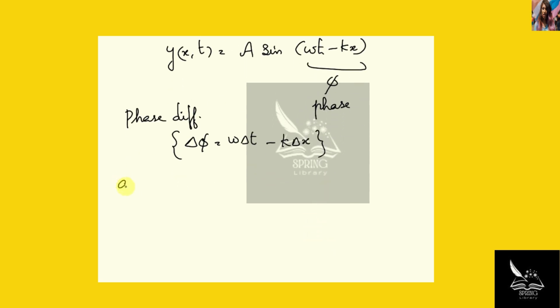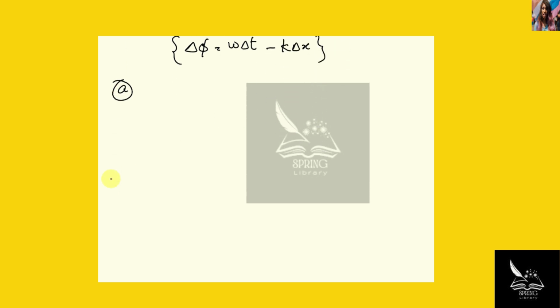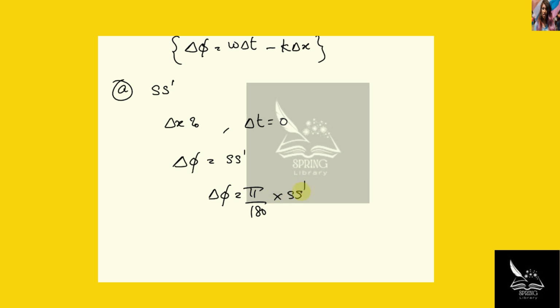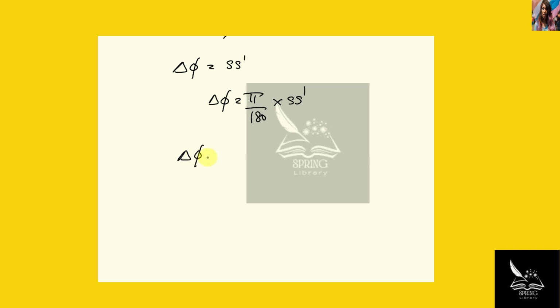Now let's solve part A of the question. Here the distance between 2 points that differ in phase by 11 degrees, that is, we need to find out delta x, at a fixed time, that is delta t is equal to 0. It is given that the change in phase is equal to 11 degrees, and in radians we can write delta phi will be equal to pi by 180 into 11 degrees. Therefore, delta phi is equal to 11 pi divided by 36.